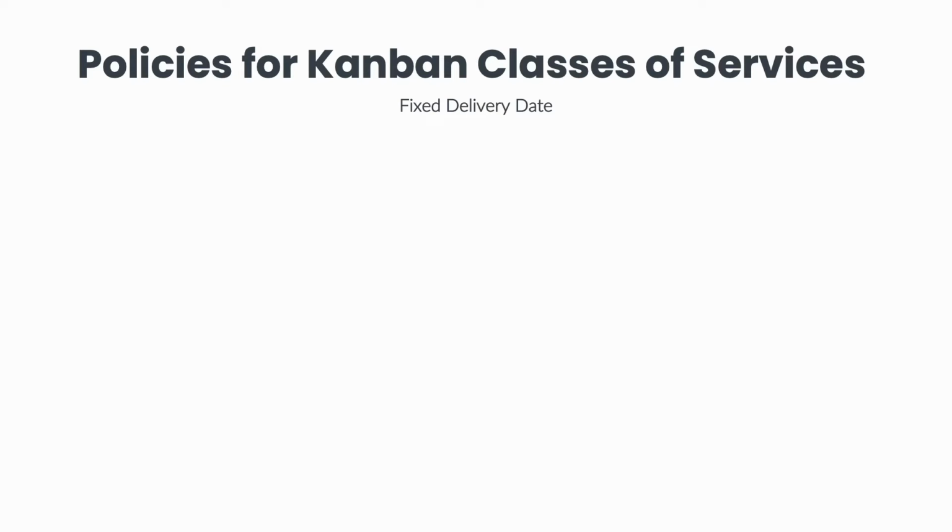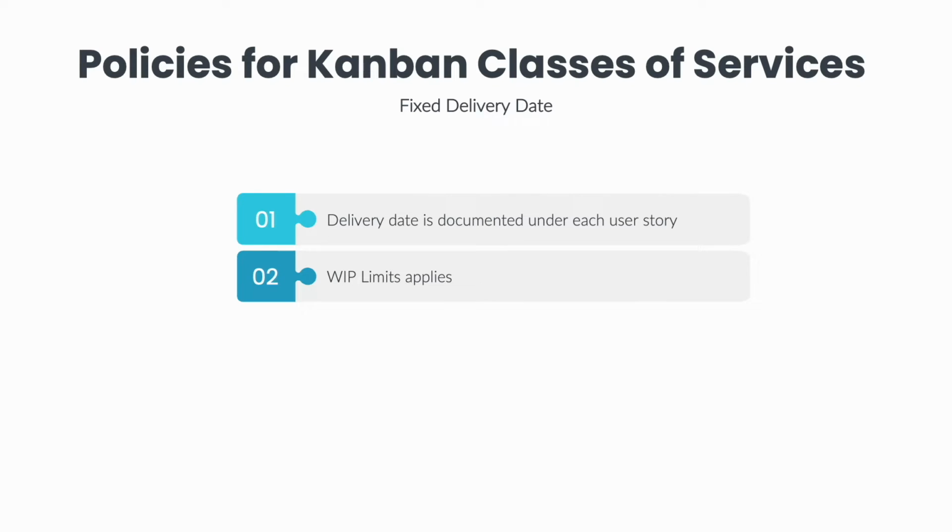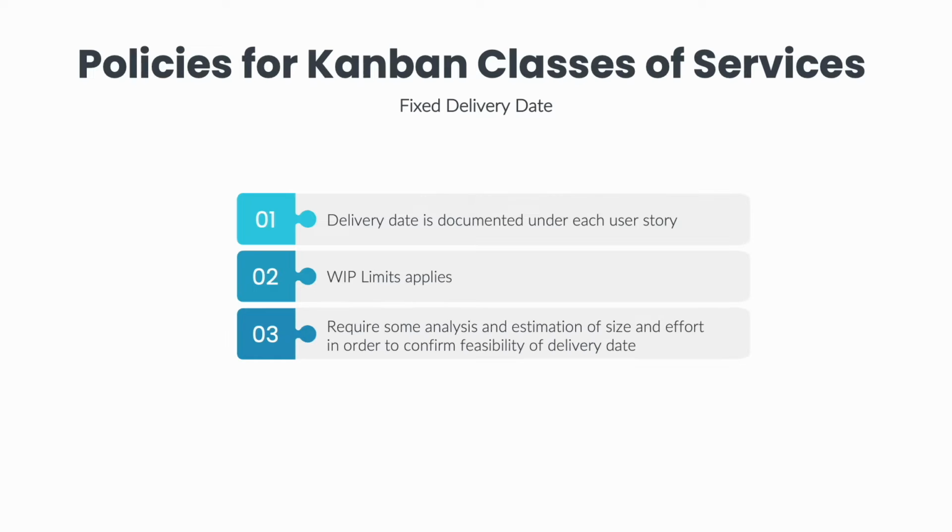For the fixed delivery date policies, the required delivery date is documented and displayed under the user story. These work items must follow the WIP limits. These work items do require some analysis and estimation of size and effort. They might require additional planning to get an idea if the date can be met or the capacity allocation needed. In general, the recommended capacity allocation for this class of service is around 20%. This means that 20% or below of the cards from our active board are fixed delivery date work items.